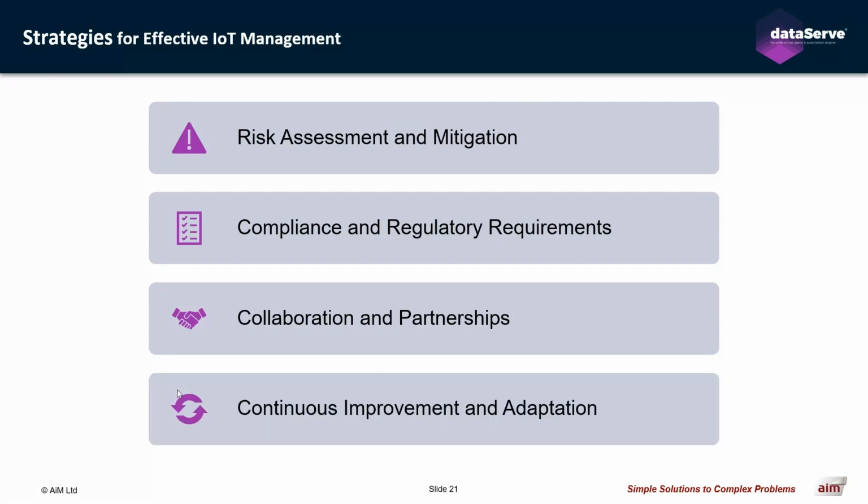And finally, and honestly most importantly, IoT management is an ongoing process. It requires continuous improvement and adaptation to evolving threats and technology trends. As we've seen, IoT has been around since the 80s, but it's only now that it's going through a huge evolution with the introduction of AI. Stay vigilant, monitor industry developments, and be prepared to adjust management strategies accordingly to ensure long-term success.